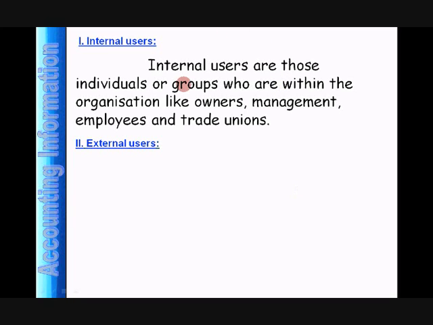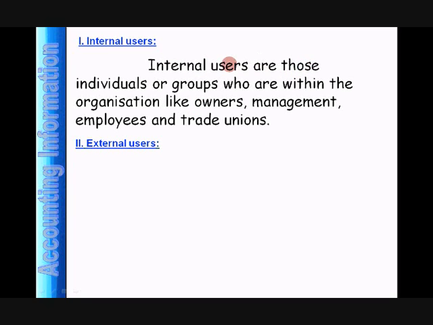In some major organizations, they cannot know what the sales are, what the collections pending are, all those things. So the management needs to know on a periodic basis what the sales position is, what the accounts receivable position is, etc. And trade unions may also need to know what is happening within the company. Sometimes the organization is so huge that only accounting people can provide this information on a periodic basis. So that is what internal users are.